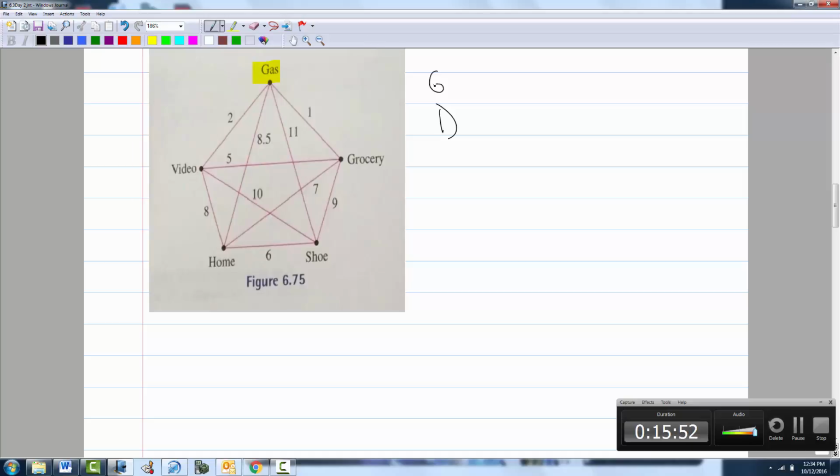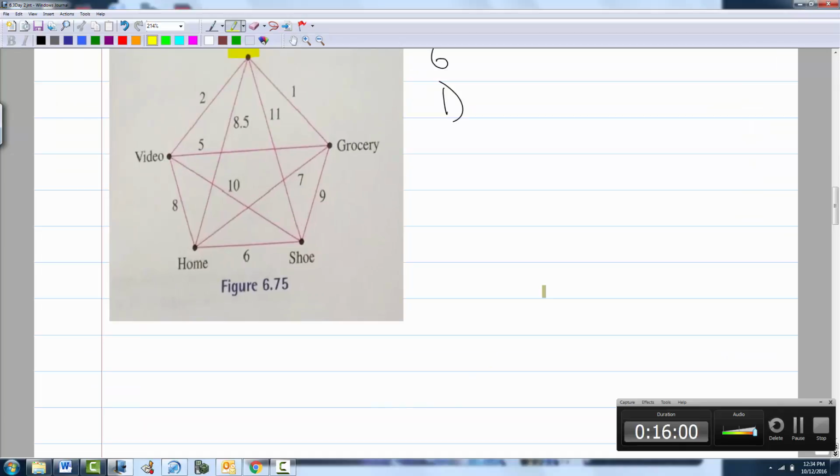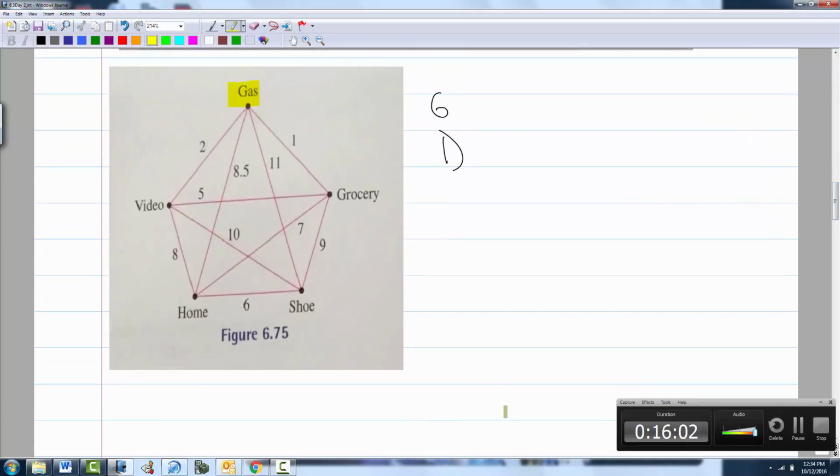I'm going to start from the gas station. What's the best edge to choose first? Choose the one that is a number what? We already missed it. There's a number smaller than 2. 1. So I'm just going to, okay, gas to grocery. So that's a 1. I'm just going to put the numbers. Okay, now we're at the grocery store.